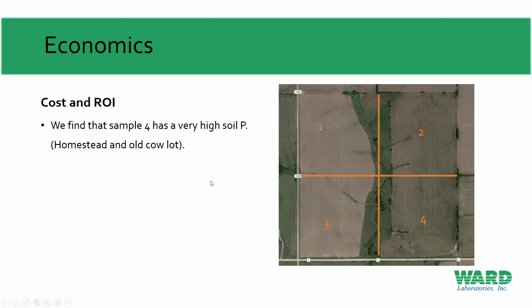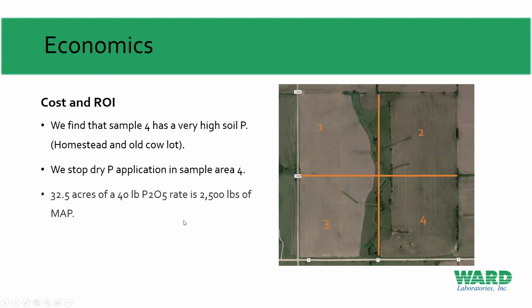Well, let's take a management decision from that. When we've got the dry cart out there, we're just going to turn around and fertilize that north half of the field. So 32.5 acres roughly, where we were putting out 40 pounds of P2O5. That was about 2,500 pounds of MAP, 11-52-0, that we did not apply.